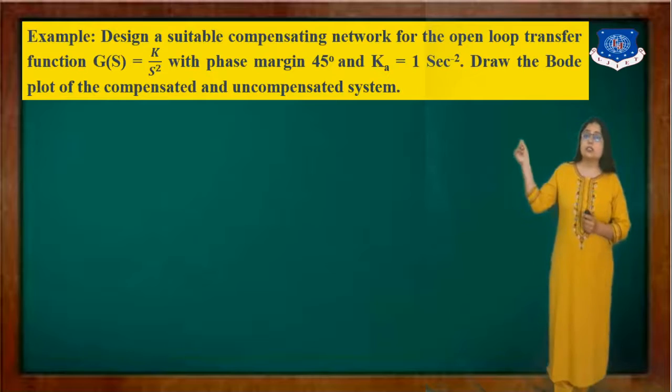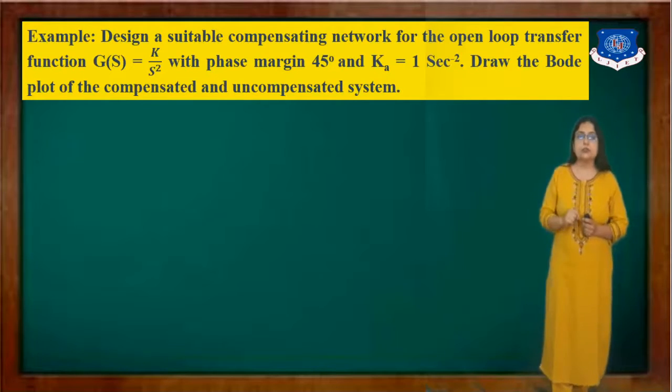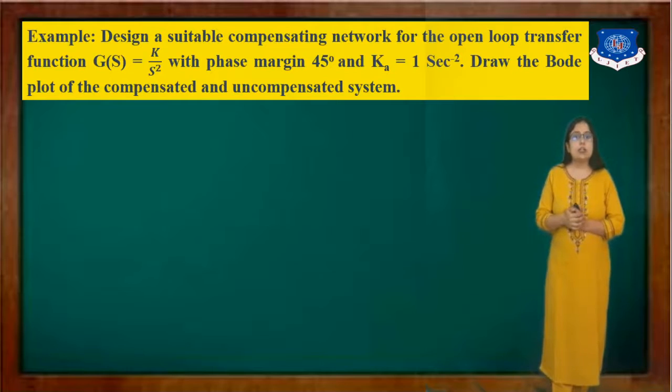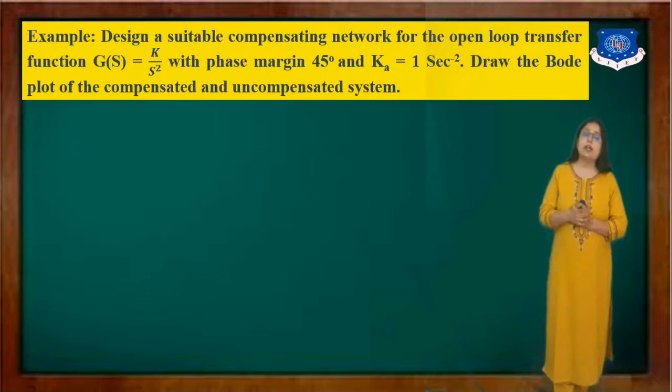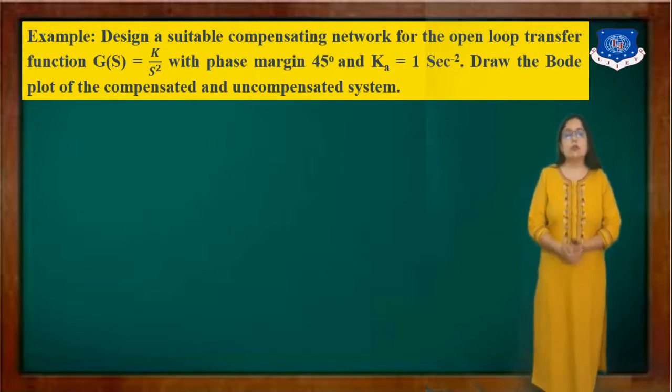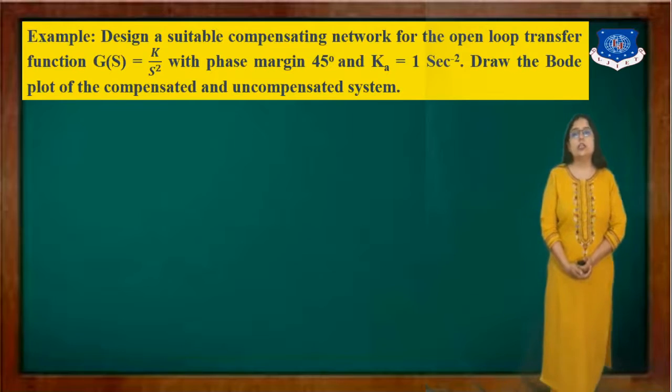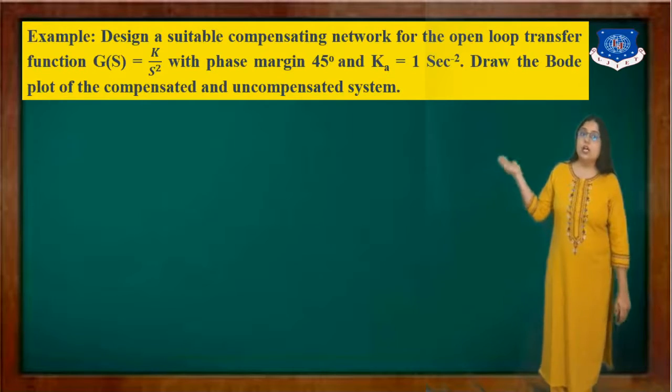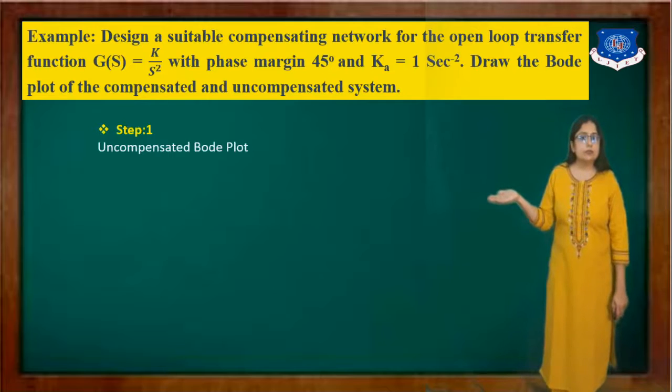Why Ka? Because it's a type 2 system. If it is a type 1 system, then Kv is given to you. It's 1 per second squared. Now draw the Bode plot for the compensated system and uncompensated system. As we know, our first step is to draw the Bode plot for the uncompensated system.